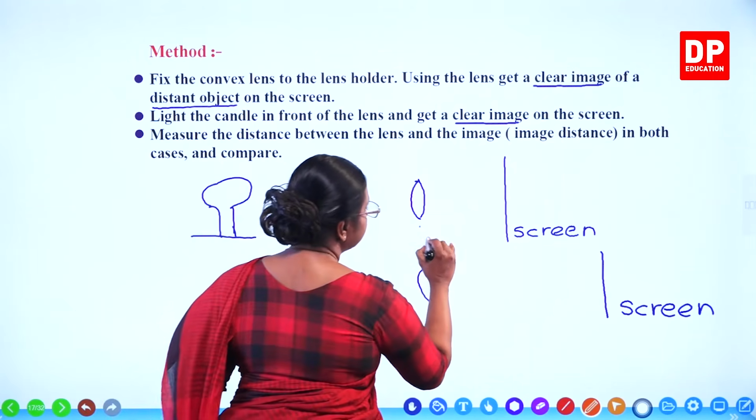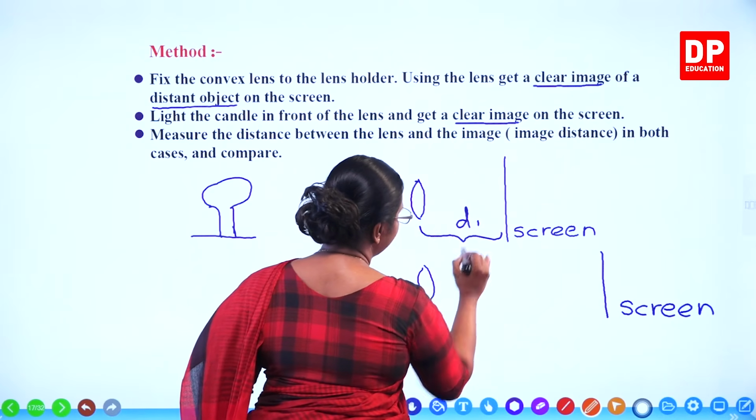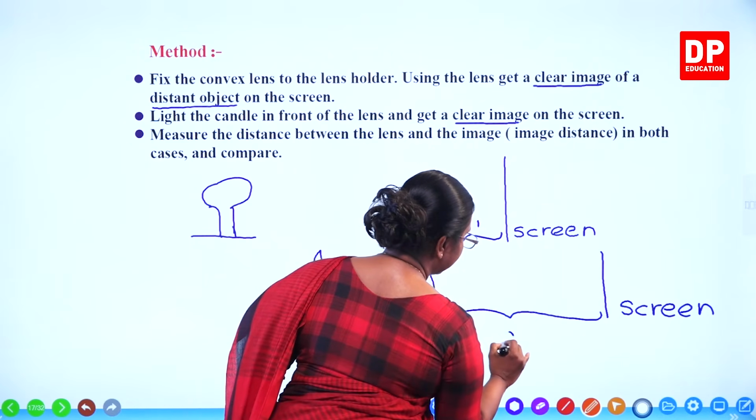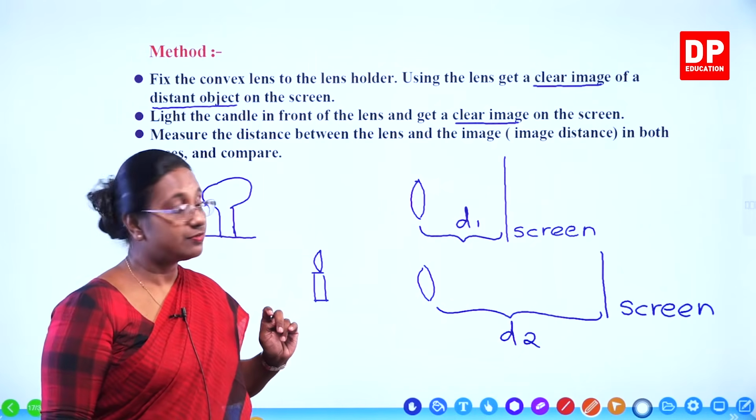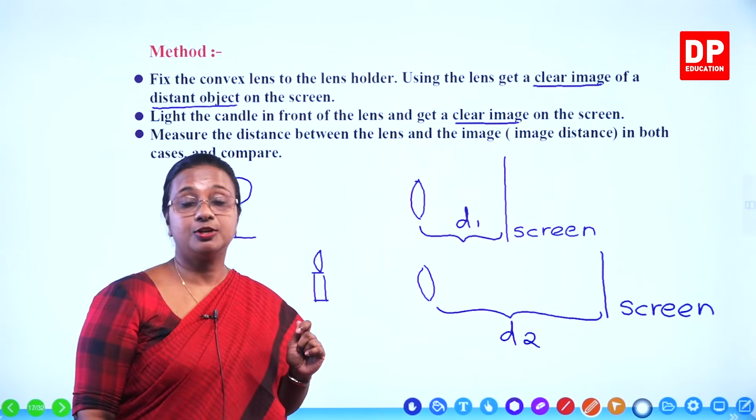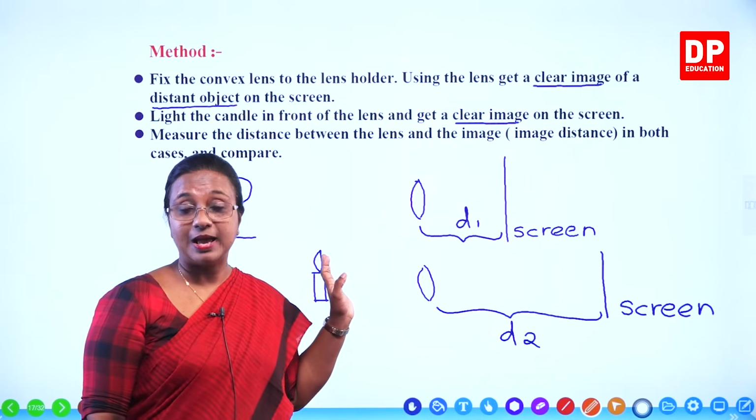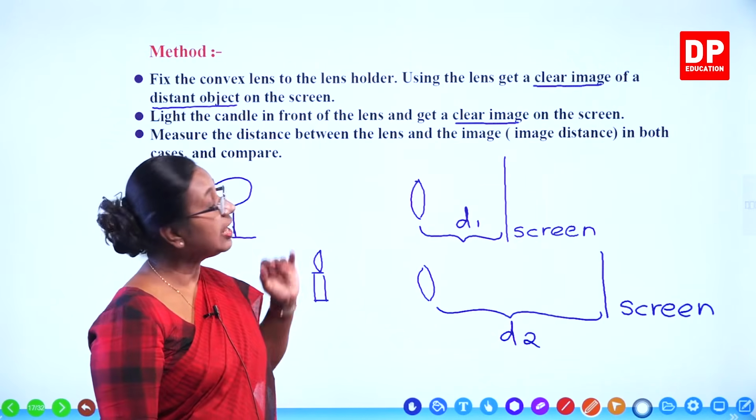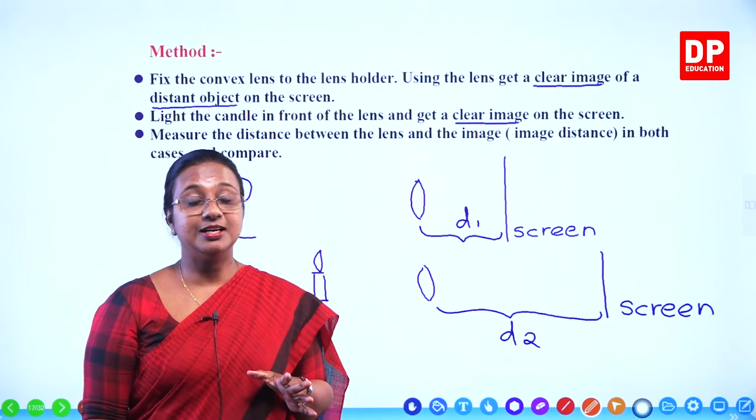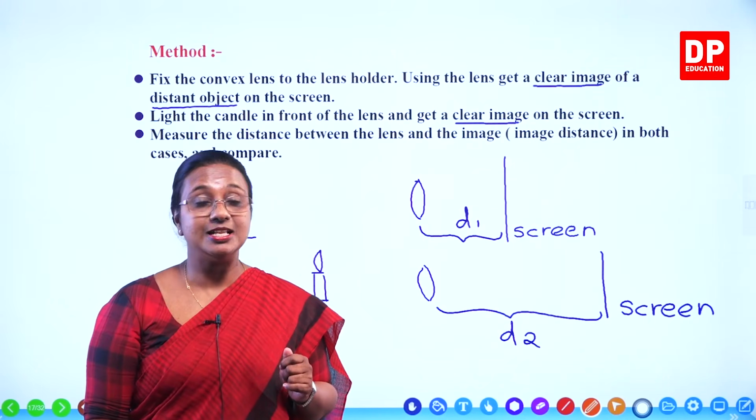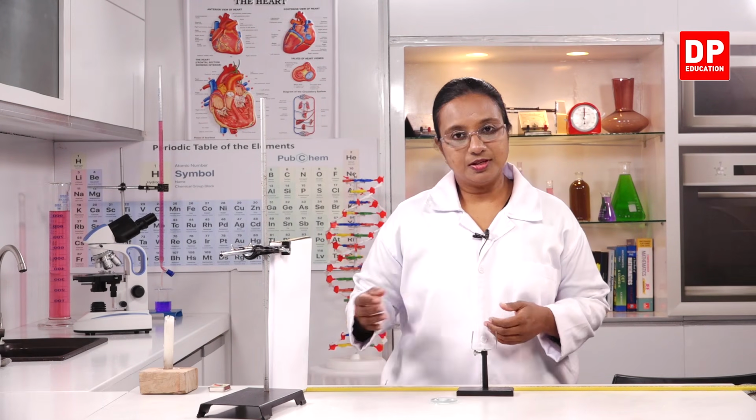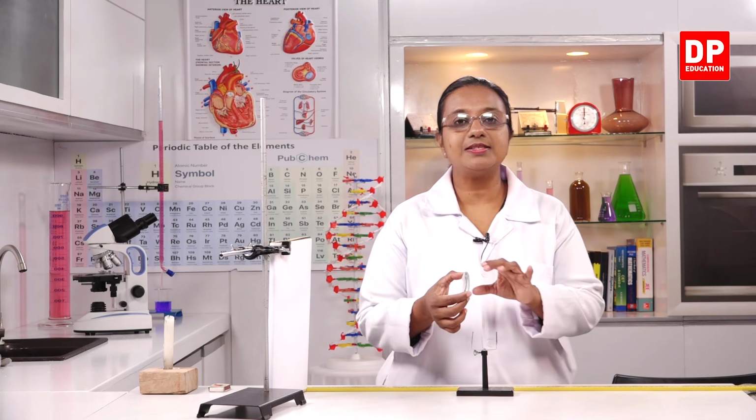So here this is one distance, we'll say D1, and this is the second distance D2. So this is when the object is far, this is when the object is close. Then you have to compare the two distances. Now that you have understood the activity clearly, we will go to the lab and do this activity in the lab.